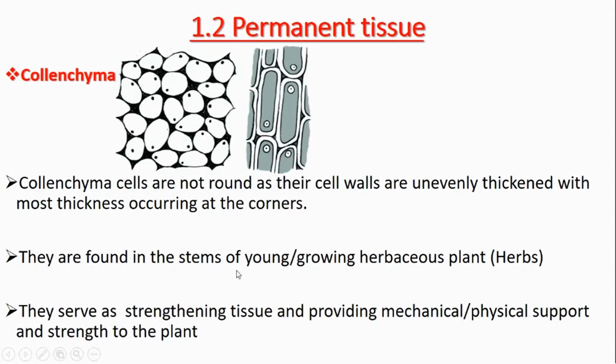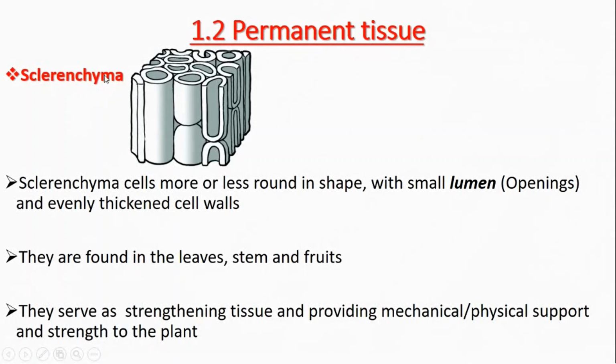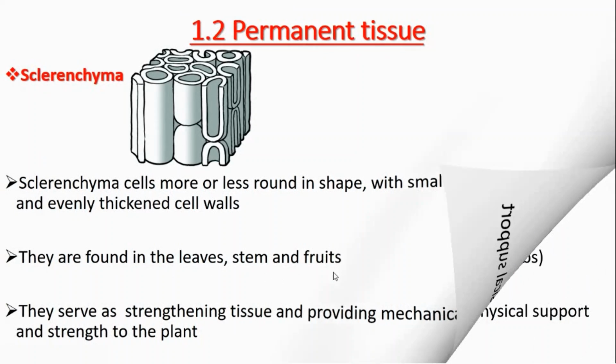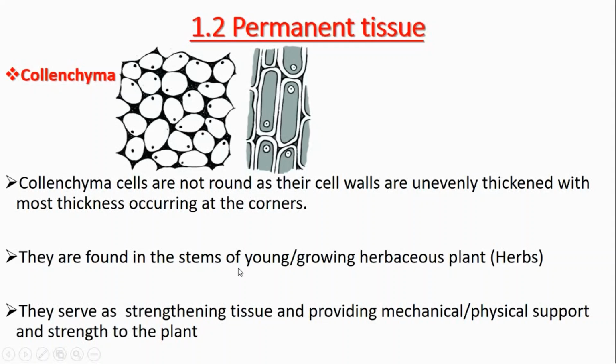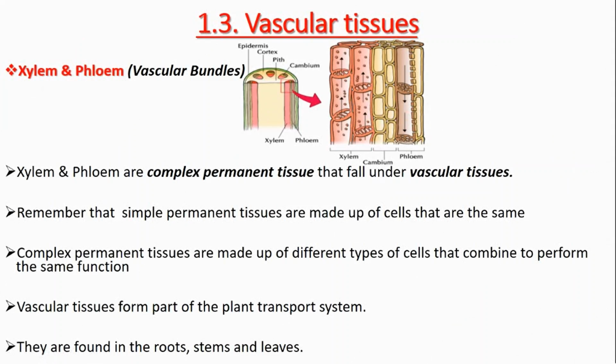They are found in the stem of young or growing herbaceous plants, or you can just call them herbs. So these collenchyma are found in the young herbs. They serve as strengthening tissue, providing mechanical and physical support, strengthening the plant, just like our sclerenchyma. The only difference is that the sclerenchyma are found in leaves, stem, and fruits, whereas our collenchyma is found in the young herbs or the growing herbaceous plants. They both serve as strengthening tissue, providing mechanical and physical support.